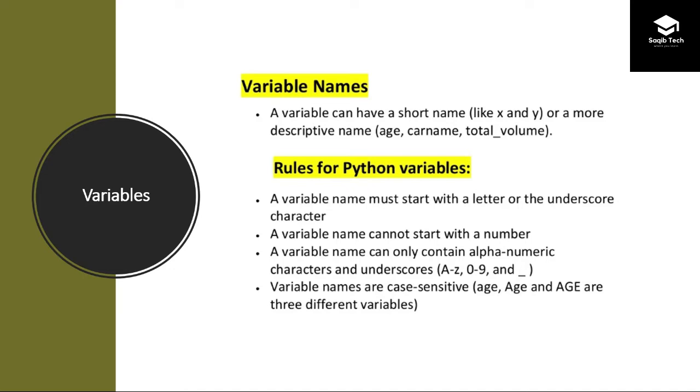A variable name can only contain alphanumeric characters and underscores. That's clear. We can't add special characters, like percentage, dollar, or hash symbol. Any symbol we can't use in it, except underscore, characters and digits.